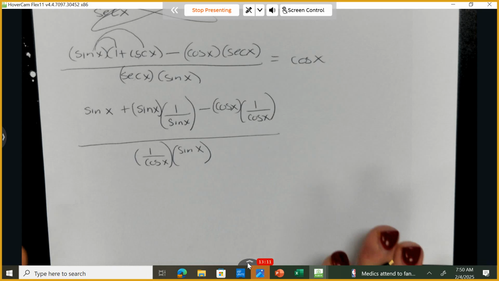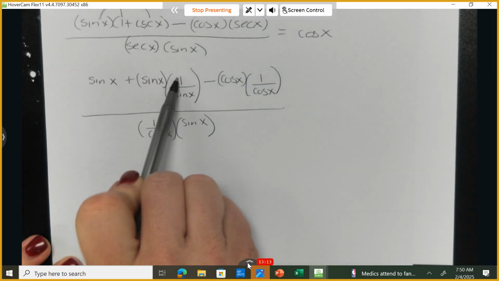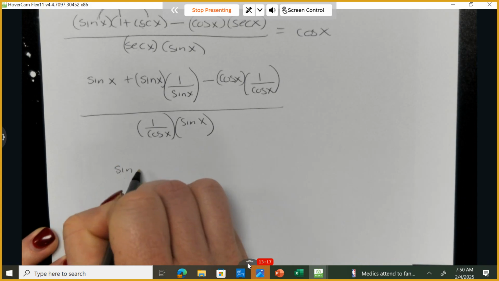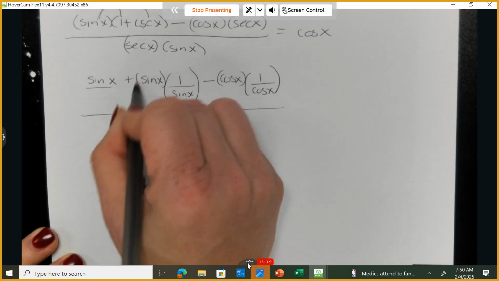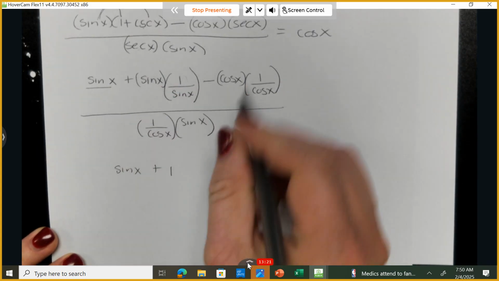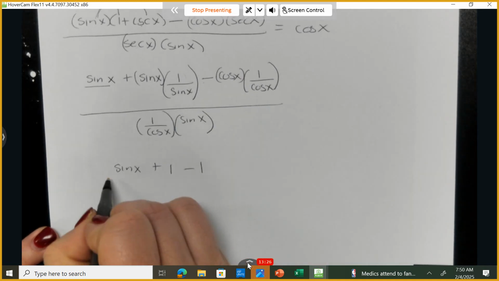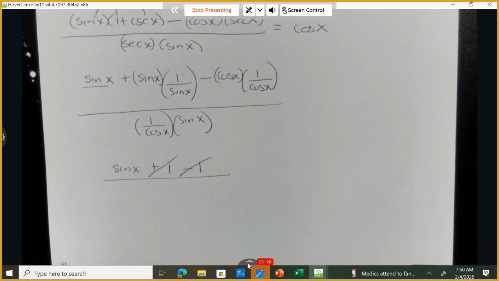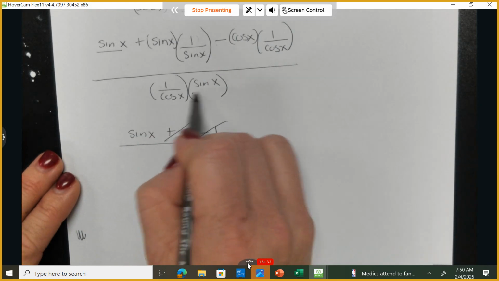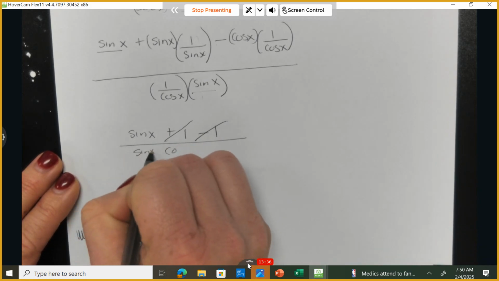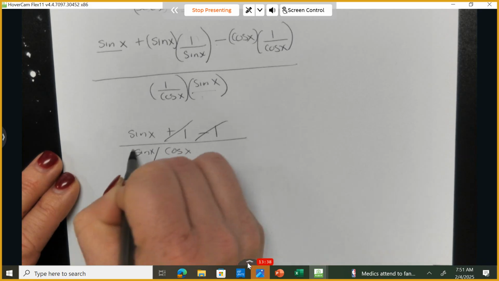Okay, so this becomes a little bit easier. This is sine over sine, and sine over sine is simply 1. So I have sine of x, that's this portion. This is sine over sine, which is just 1. This is cosine over cosine, which is just 1, but there's a subtraction sign in front of it. I can see that positive 1 and negative 1 are additive inverses. They cancel out. On the bottom, I have sine over cosine. We are almost done. I have sine divided by cosine in the denominator.